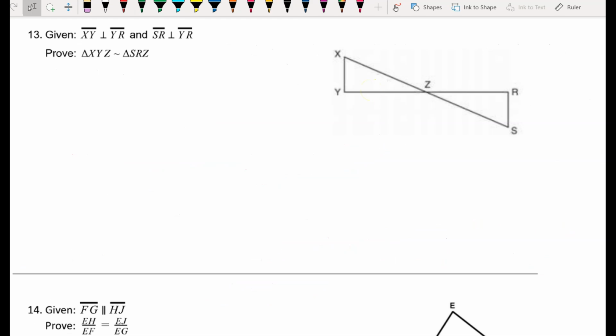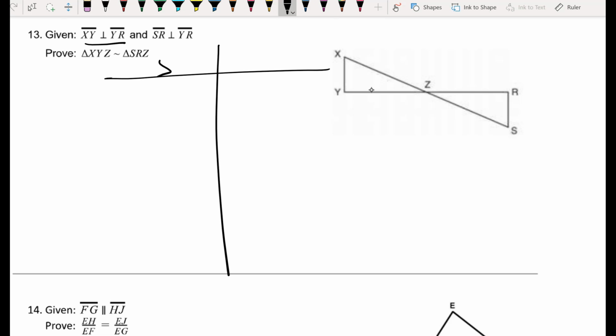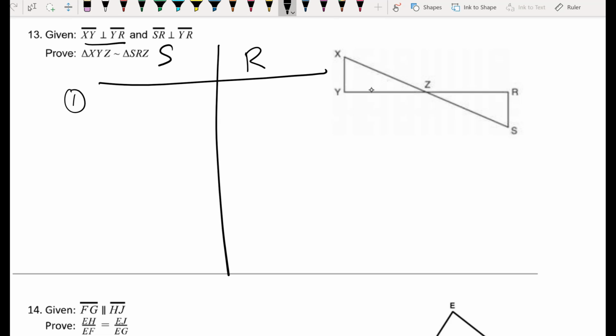Number 13. Given XY is perpendicular to YR and SR is perpendicular to YR, prove triangle XYZ is similar to triangle SRZ. So I'm going to make a statement column. S stands for statements and R stands for reasons. I'm going to rewrite my givens and then I'll think about how that helps me. XY is perpendicular to YR and SR is perpendicular to YR. The reason I know that is because it's given.